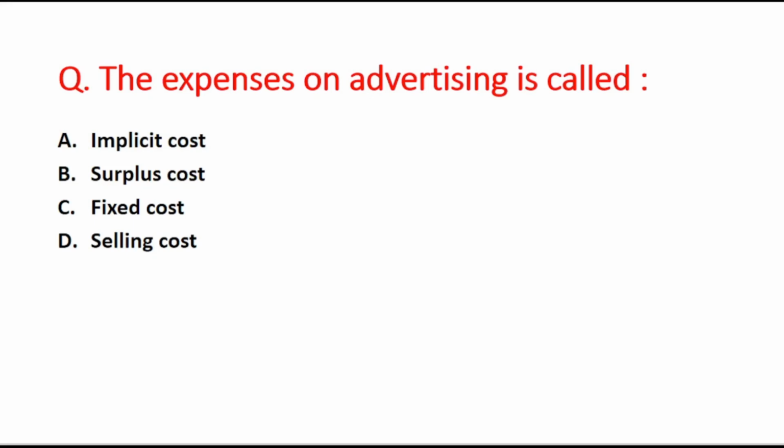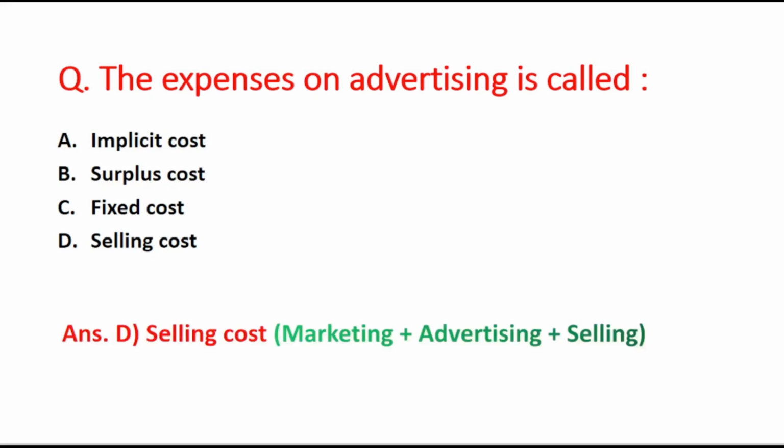Next question is, the expenses on advertising is called. A option is implicit cost, B option is surplus cost, C option is fixed cost, and D option is selling cost. So the right answer is option D, that is selling cost. Selling cost is the total cost of marketing, advertising, and selling the product.